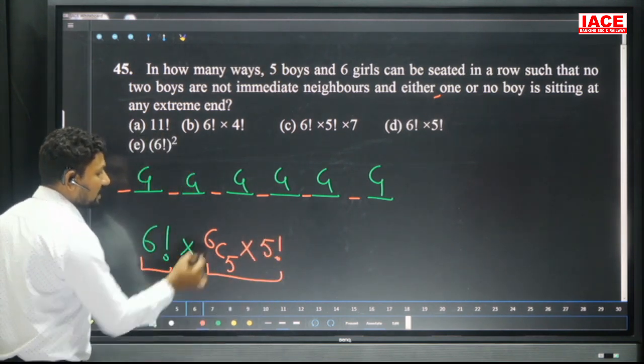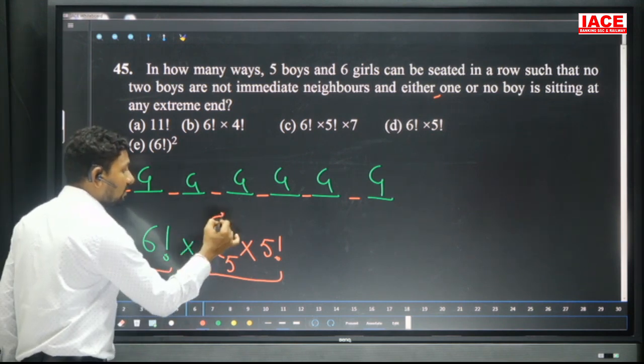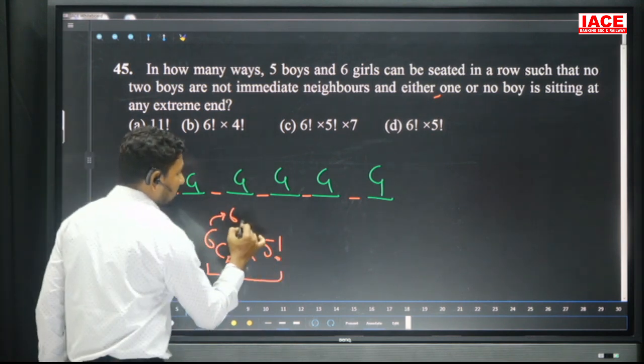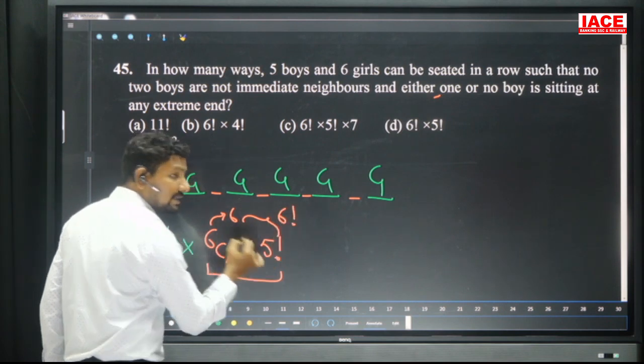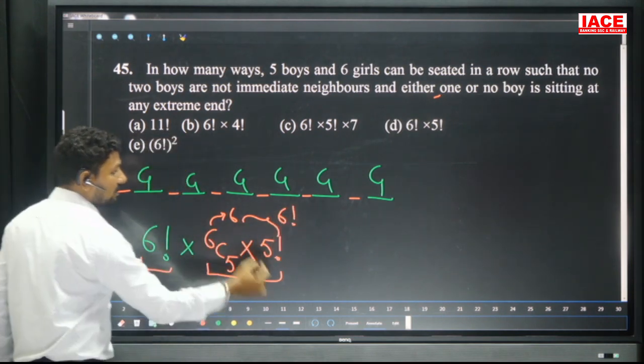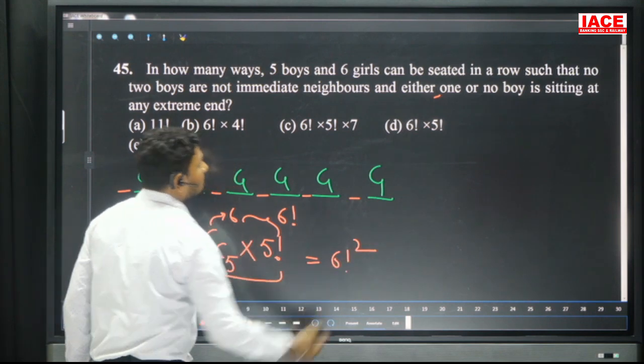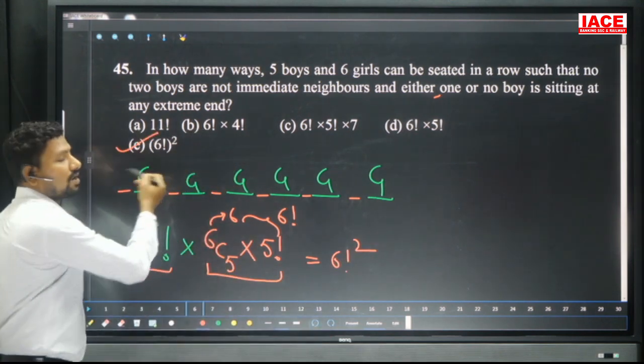This is for girls. 6C5 we can write as 6. 6 into 5 factorial we can write as 6 factorial. 6 factorial into 6 factorial we can write as 6 factorial square. Our answer is Option E.